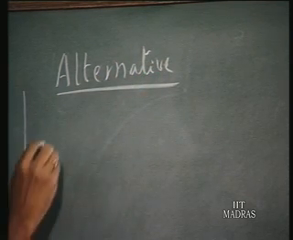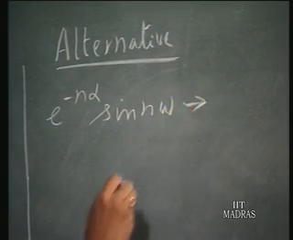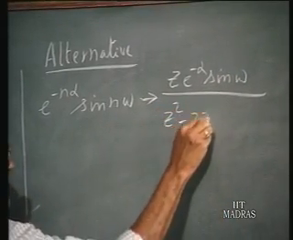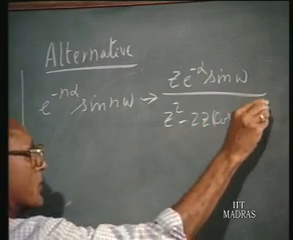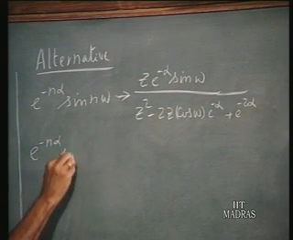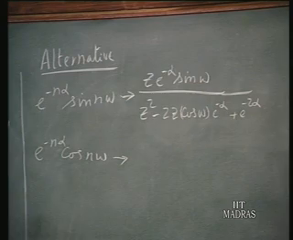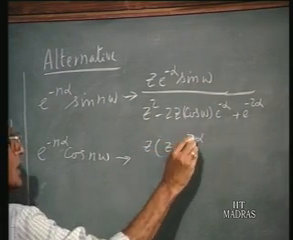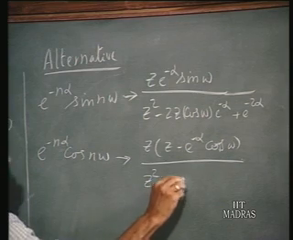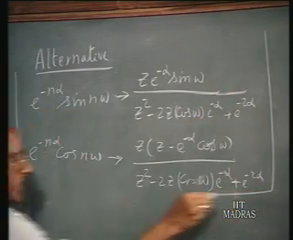we keep at the back of our mind that e to the power of minus n alpha sin n omega has the z transform z e to the power of minus alpha sin omega over z squared minus 2z cos omega e to the power of minus alpha plus e to the power of minus 2 alpha, and e to the power of minus n alpha cos n omega has the z transform z times z minus e to the power of minus alpha cos omega divided by the same denominator. So this is the background that we have.